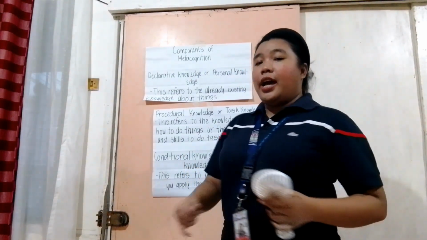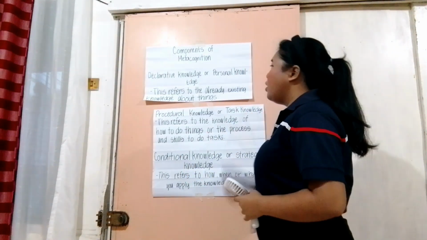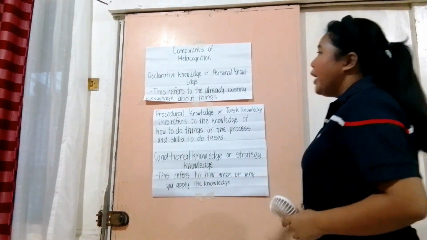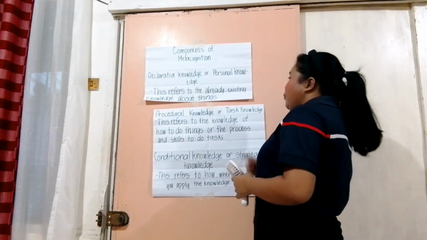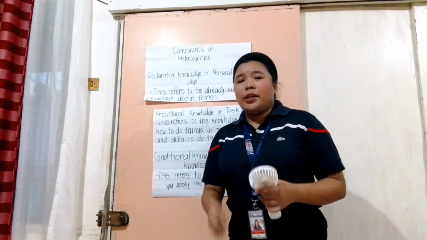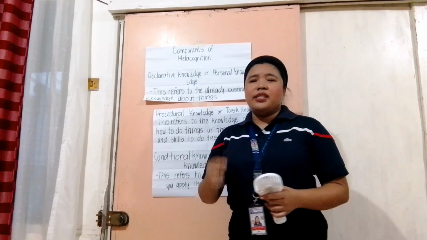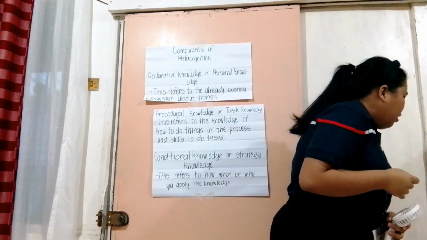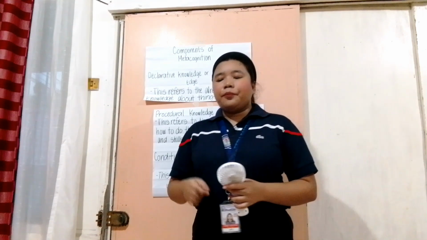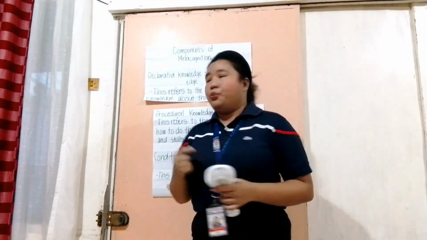Now, metacognition has three components. We have declarative knowledge, procedural knowledge, and conditional knowledge. And declarative knowledge, this refers to the already existing knowledge about things. This talks about the learner's already existing ideas, knowledge, and also the understanding of how to do things.